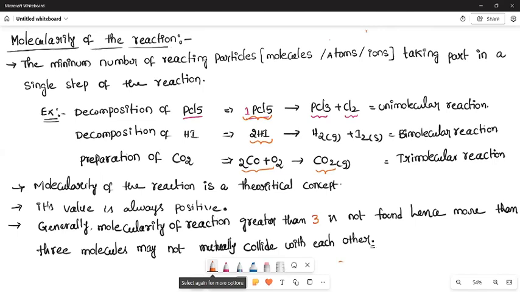So therefore, the molecularity of the reaction is always positive. And another important thing is, we have already seen in collision theory.